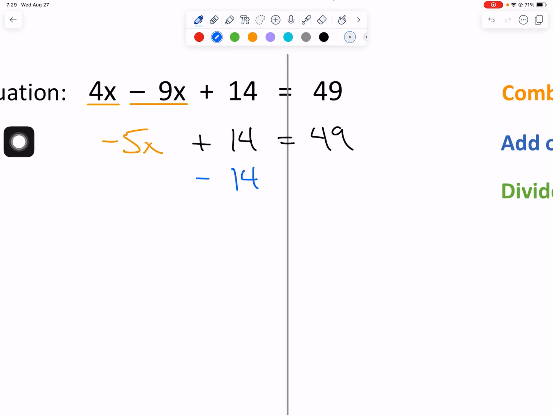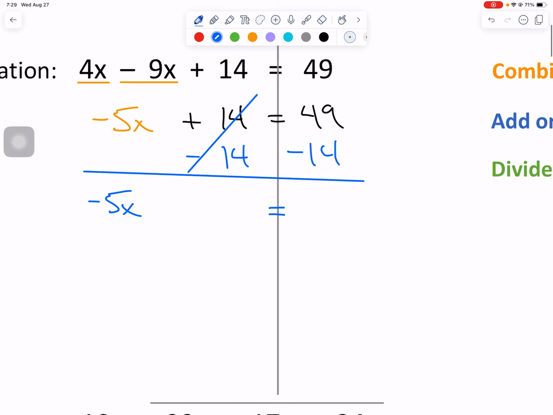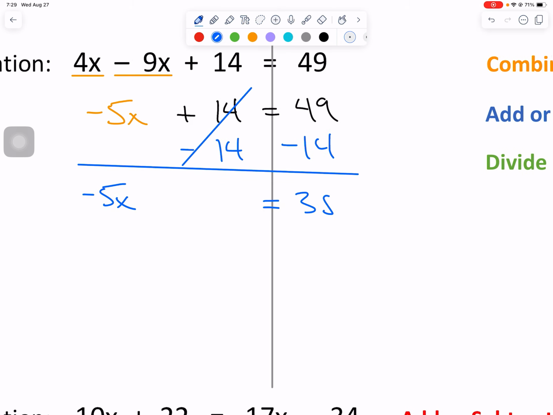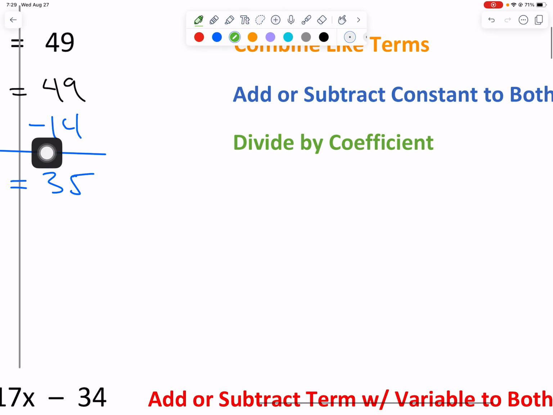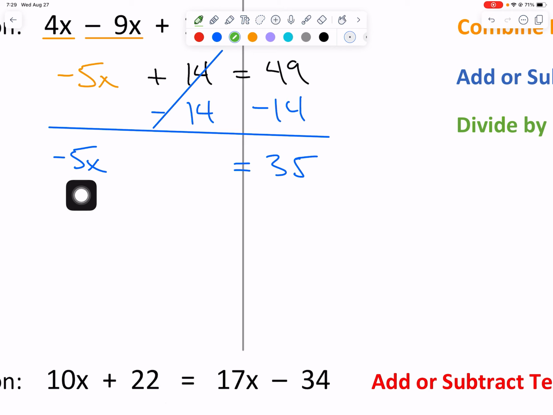We will subtract 14 from one side, and what we do to one, we do to the other. Wonderful job. Our negative 5x, just bring it on down. 14 minus 14 is gone, equals 49 minus 14, 35. Our last step is to divide by the coefficient of the variable. The number that's right in front of that x is negative 5. We will divide each side by negative 5, giving us x equals negative 7.